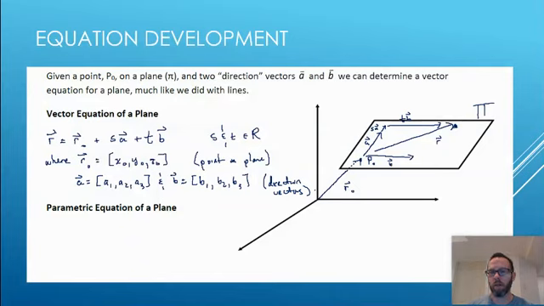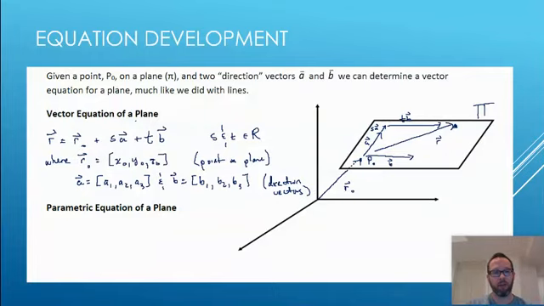So just take a moment for that to sink in. This is literally just the same definition as the vector equation of a line. With a line, you need a point on the line and a direction vector. With a plane, you need a point on the plane, and then two direction vectors, again, because two vectors span a plane.